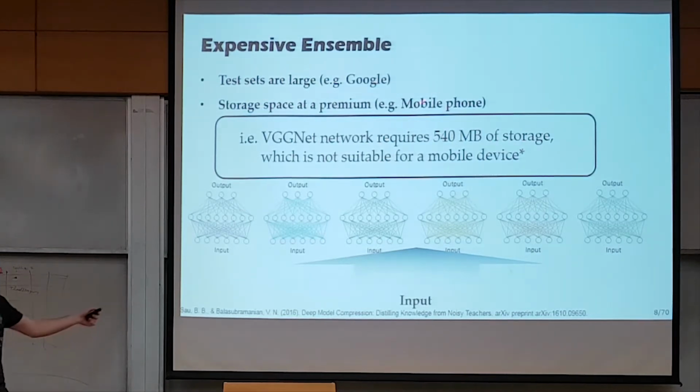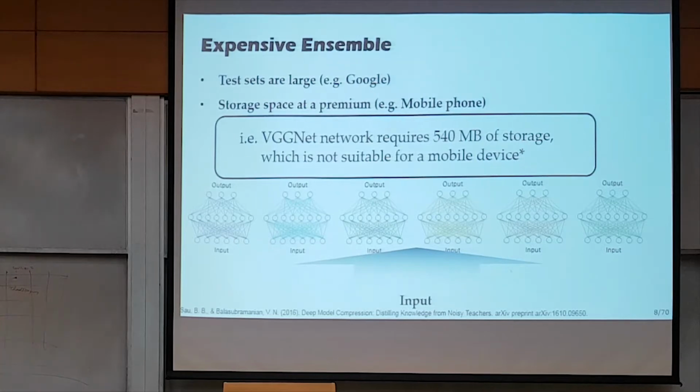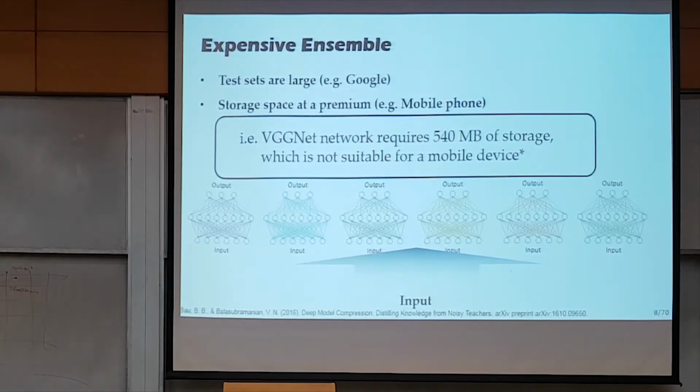VGG networks require around 500 megabytes of storage. It's a very big number. ResNet takes around 25 megabytes, but that's still a lot, because it needs to be fast storage, like cache. It's the parameters you need for the execution of the algorithm. You need very fast storage, and you can't afford this amount of storage because storage costs a lot of money. So it's not suitable for mobile devices, drones, automotive, etc.